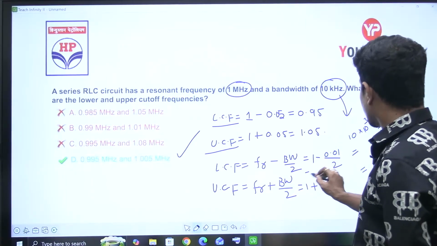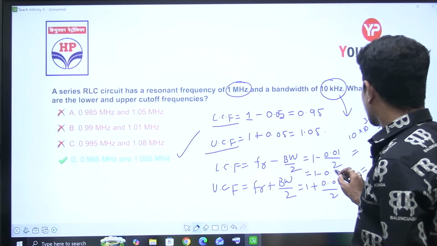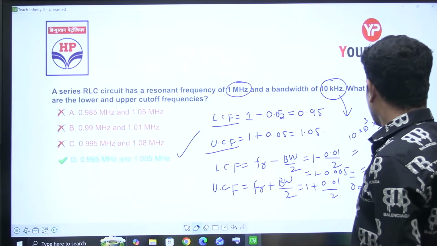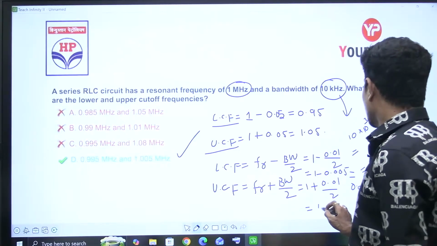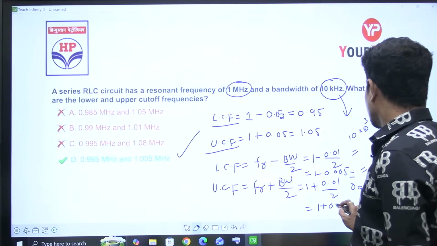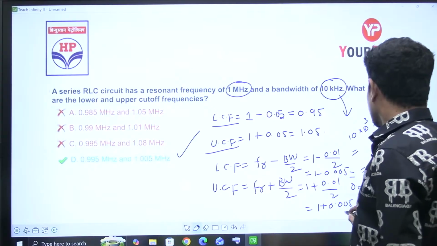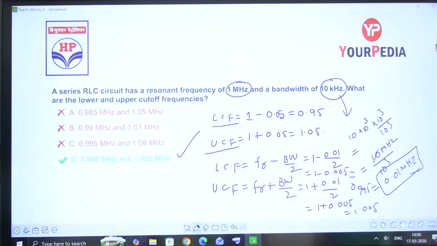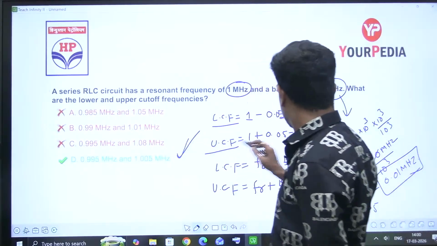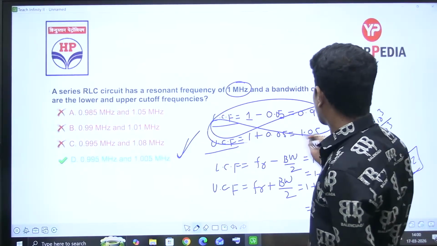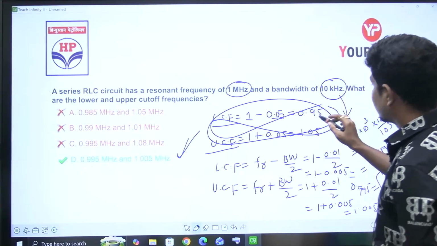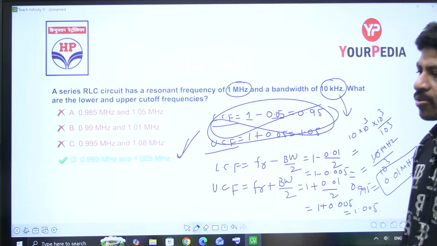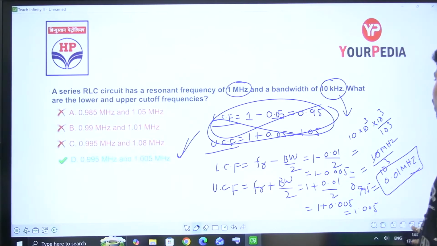How much is 0.01 divided by 2? It is 0.005. Now this will be 1 minus 0.005, that is 0.995. So this will be 1 plus 0.005, that is 1.005. 0.995, 1.005. Option is D. What I wrote earlier is not correct, I had taken it as 0.05. It is going to be 0.005. Right? Option is D.